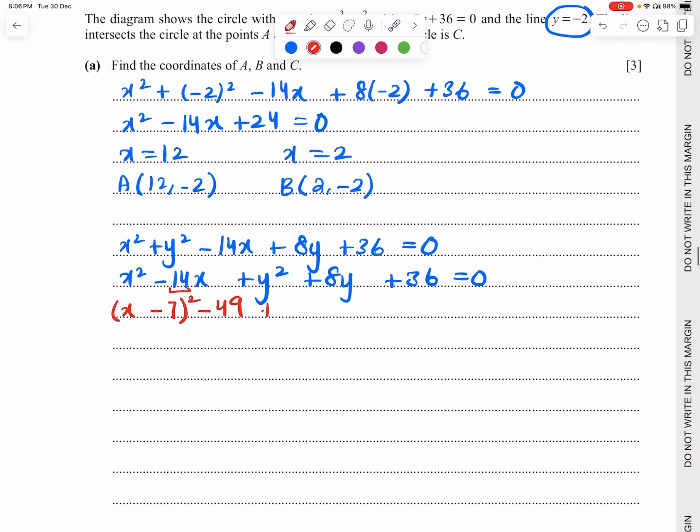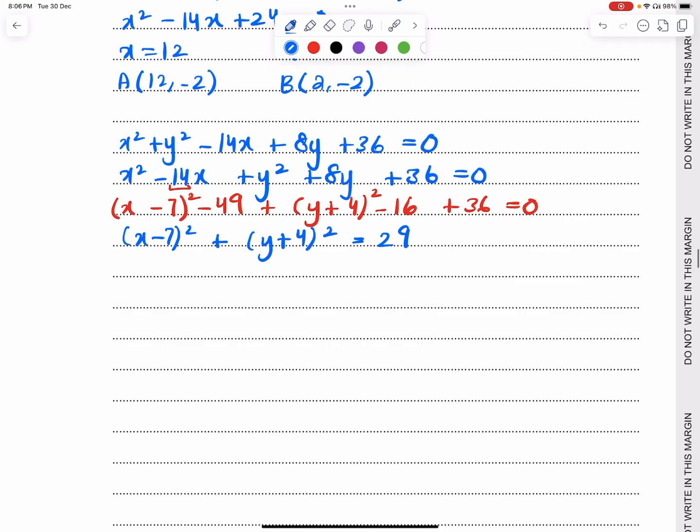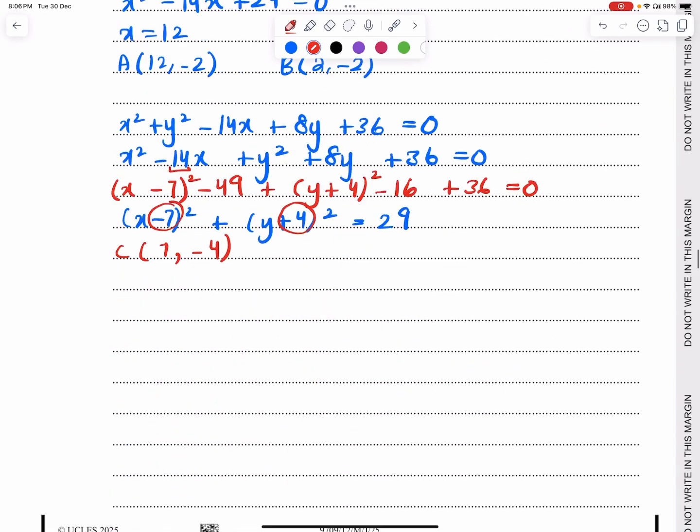Similarly for the y plus 4, 4 is the half of 8, and the negative square of 4, that's 16, plus 36 is equal to 0. This is going to leave us with x minus 7 whole square plus y plus 4 whole square is equal to 29. I've taken all the constant terms on the other side. And now you can say that the center is going to be 7 comma negative 4. I hope that makes sense.